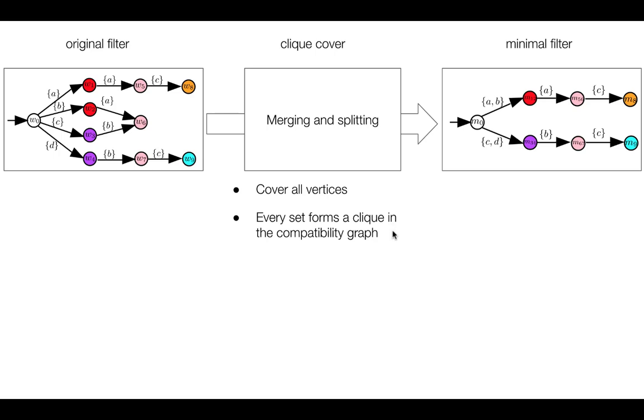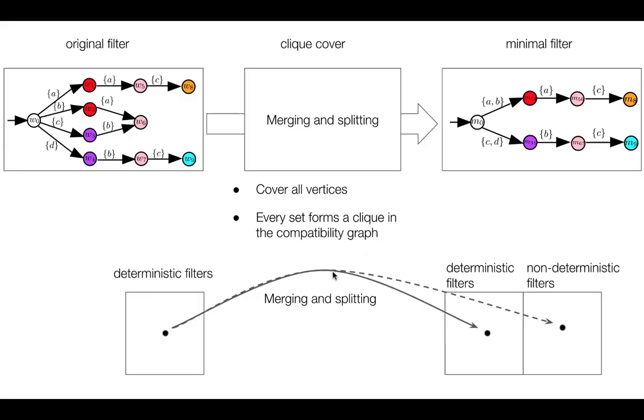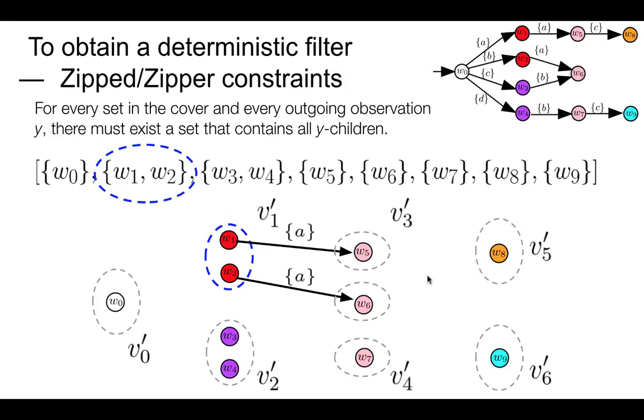In this paper, we are interested in practical filters that have a deterministic structure. But do we always get a deterministic filter from merging and split operations? Is it possible that we can get a non-deterministic filter from merging and splits? The answer is yes, we could get a non-deterministic filter from some clique cover. In this example, we choose to merge W1, W2, but we don't merge their children after A, W5 and W6. As a consequence, we will get a non-deterministic filter.